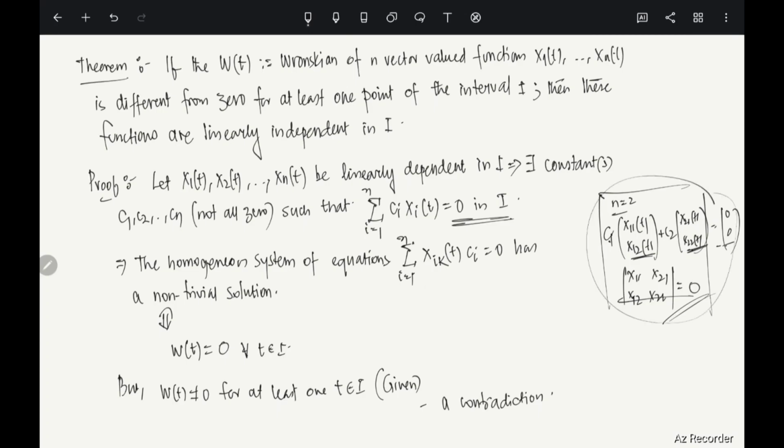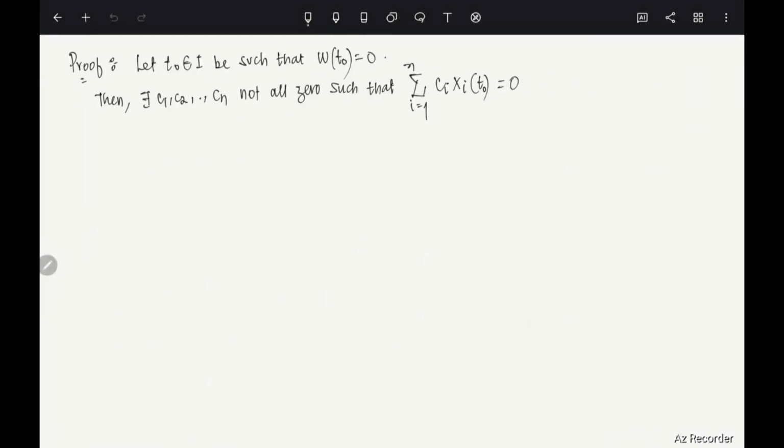This system at the point t naught, you see, will actually guarantee that you will have at least one Ci which is non-zero, such that the system is satisfied, the system works. Okay, now you see what is happening is this: I will define a new function x(t). Now x(t) is nothing but a summation. So basically what I am doing is this.